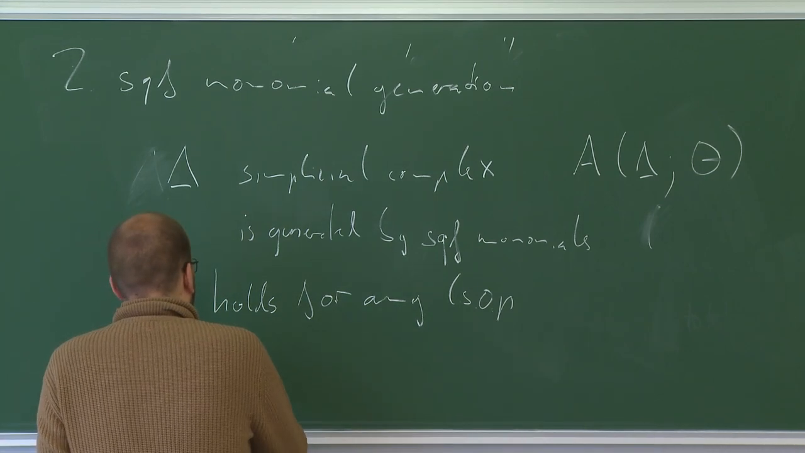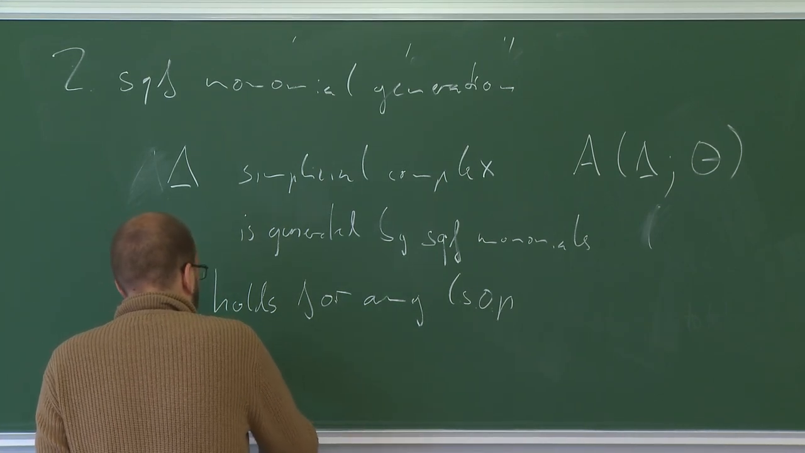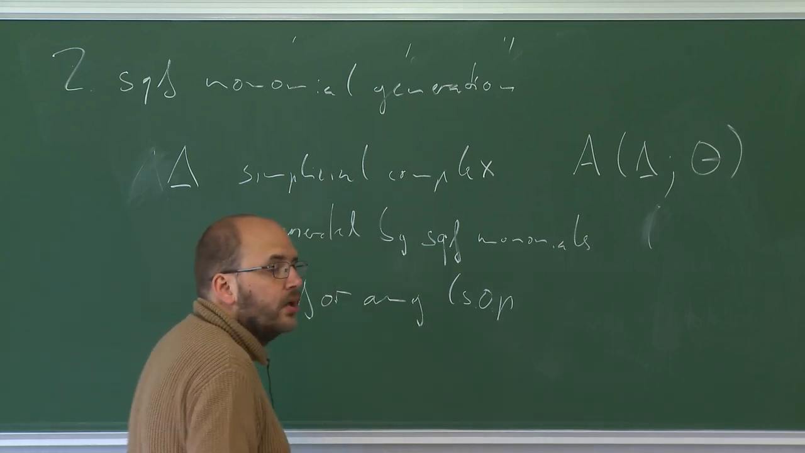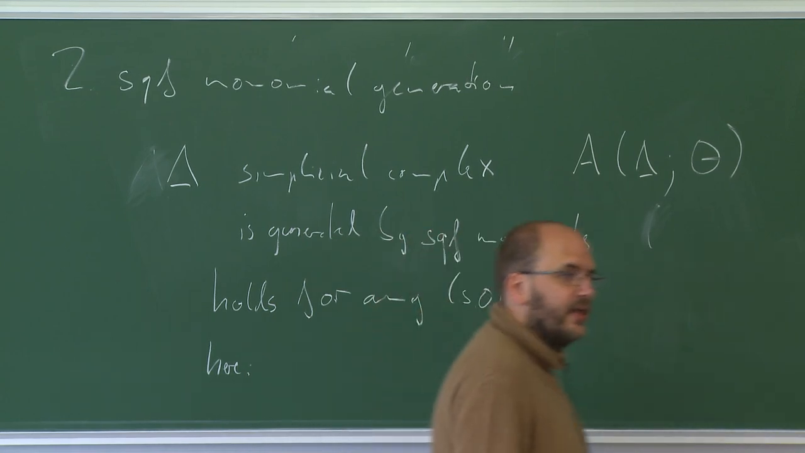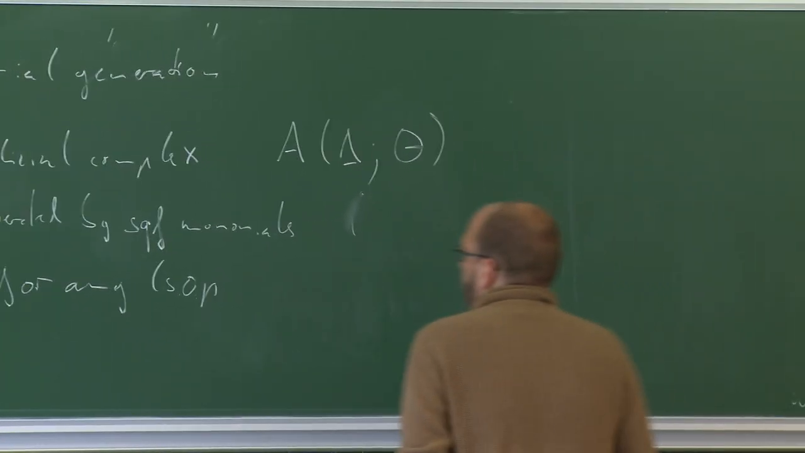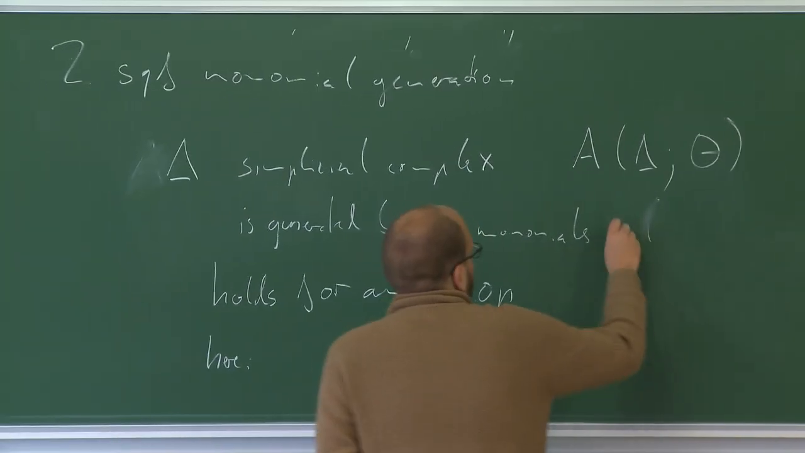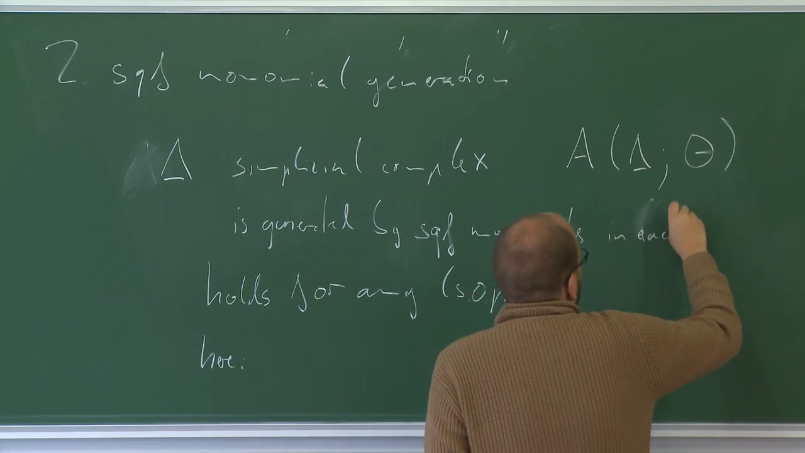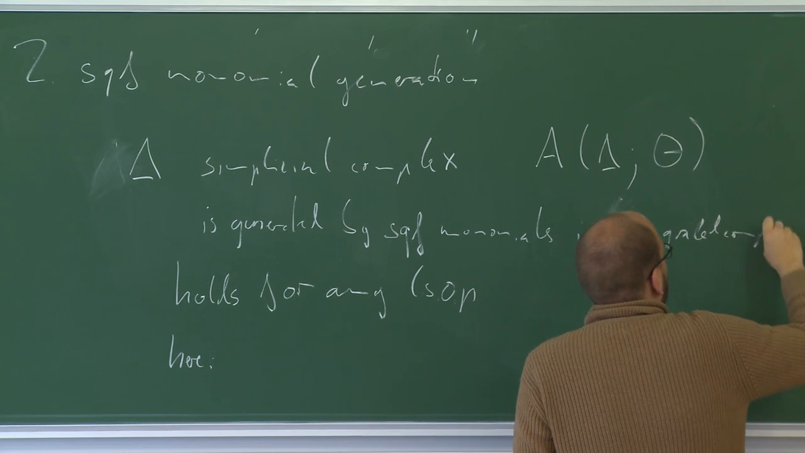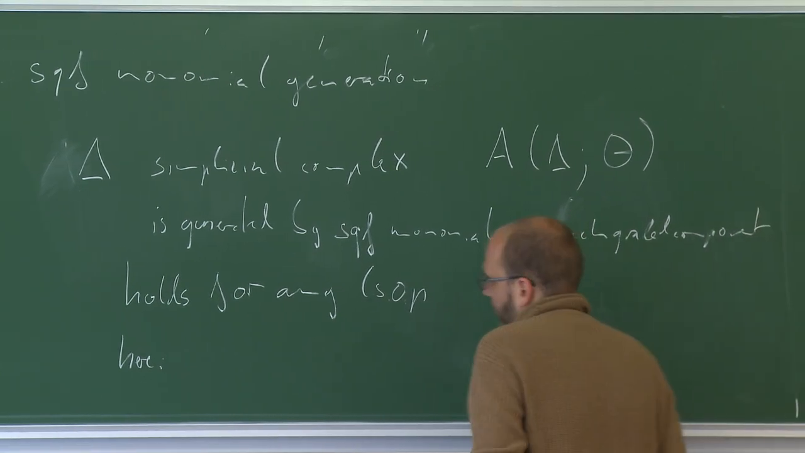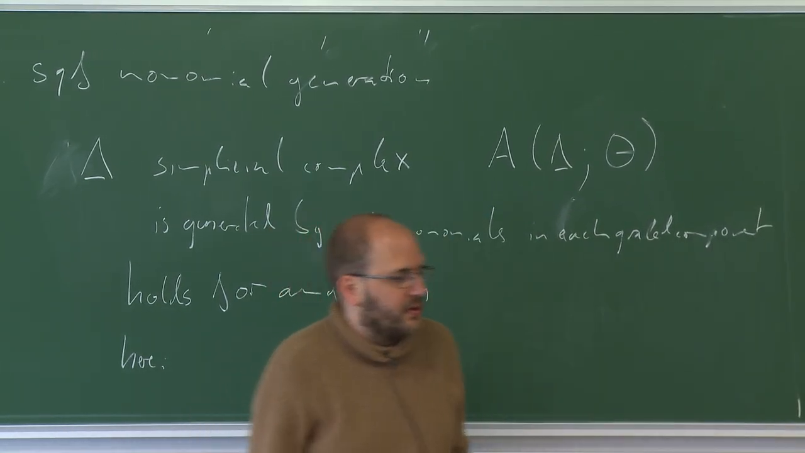Okay? Here. So when you say it's generated, what do you mean? Each degree is generated by... Yeah, exactly. Each degree is... in each degree. In each graded component. Thank you. That's right. I mean, otherwise it would be trivial. That's right.